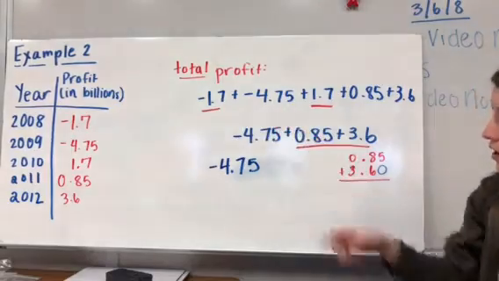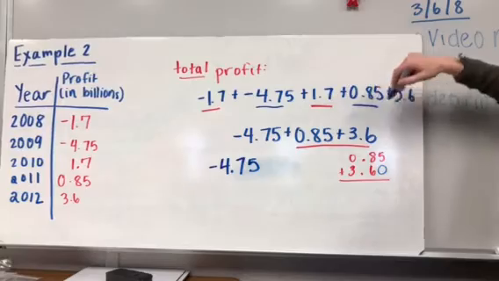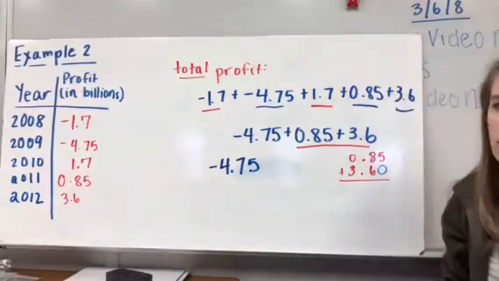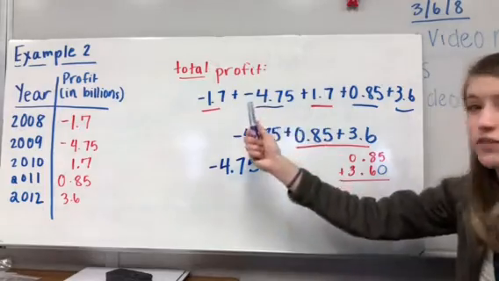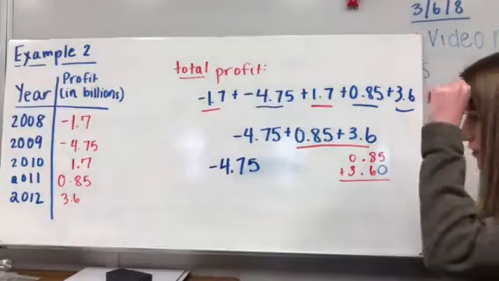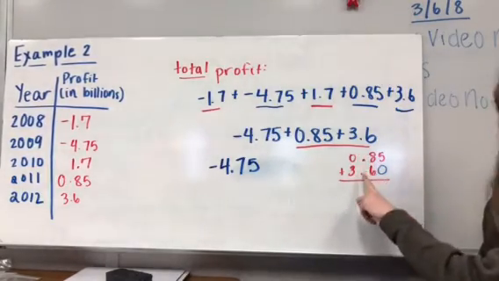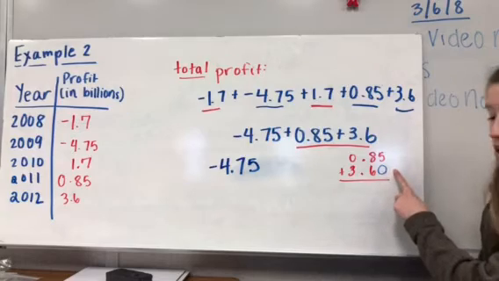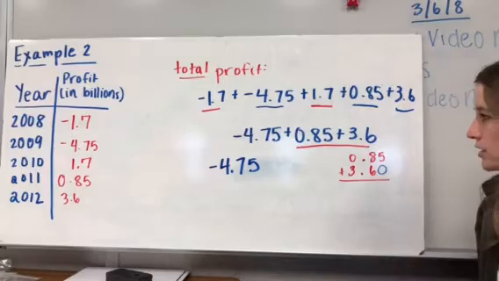That leaves me with 4.75, 0.85, and 3.6 that I still have to add together. Now, since 4.75 is actually negative here, I'm going to go ahead and add the two positives first, and then we'll add it with the negative. So I have 0.85, 3.6. I lined up the decimal. I see again here that I have one place value that's here but not here, so let's add a 0.